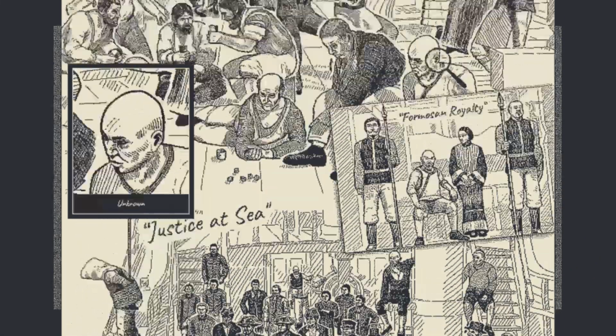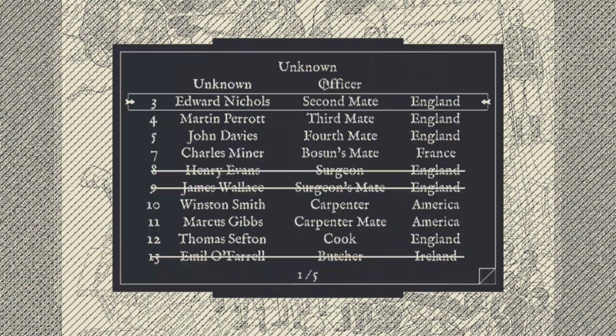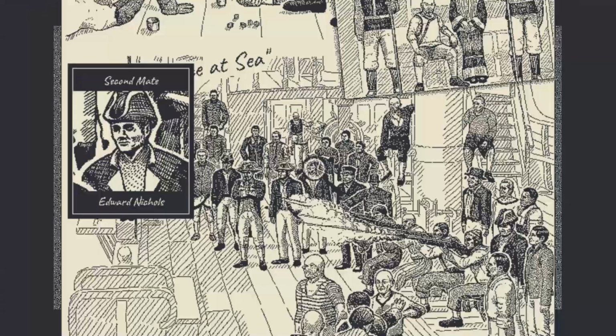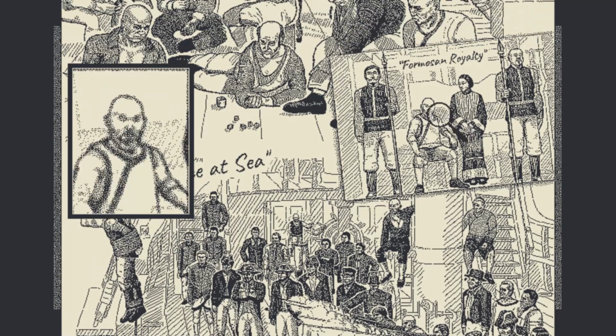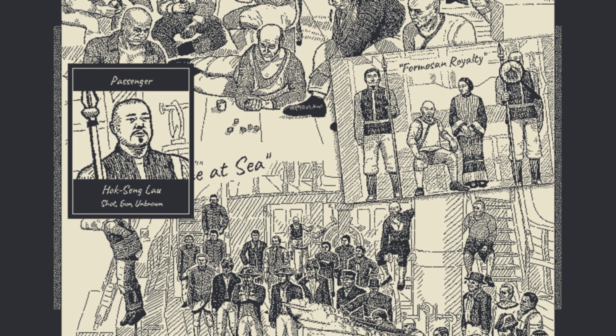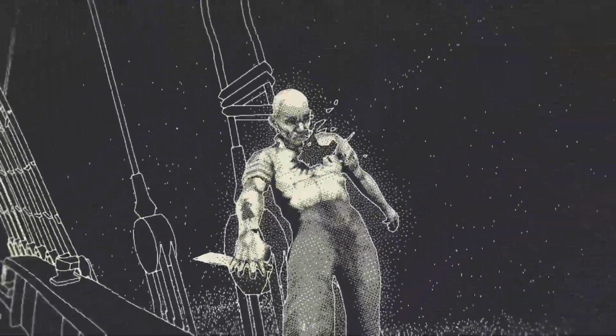Edward Nichols was dragging off Bun Lon Lim. Why? Have I even figured out how he died? Yeah, I don't have it. So, the second mate was dragging off the Formosans. That's strange. That was the guy that we got shot by an unknown attacker, right? Second mate shot this guy.